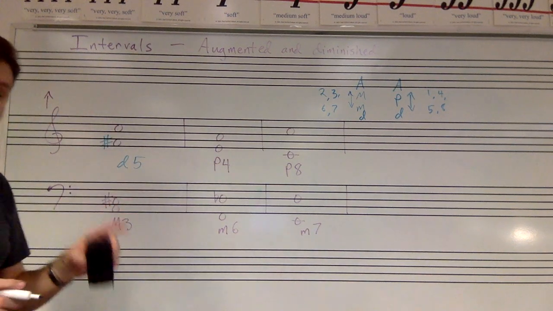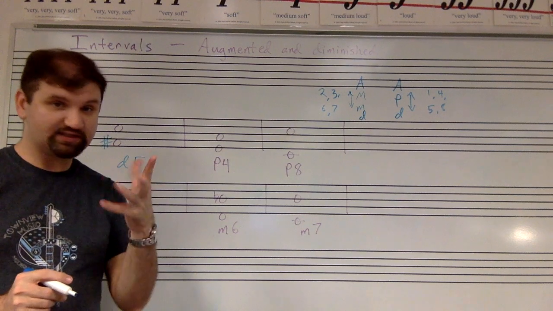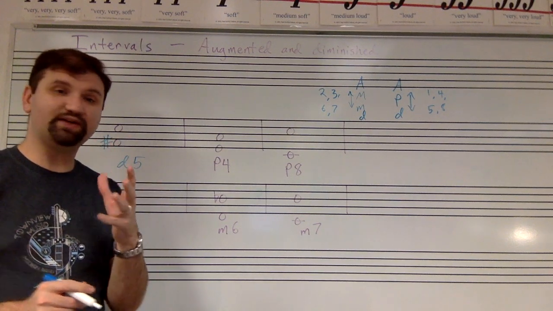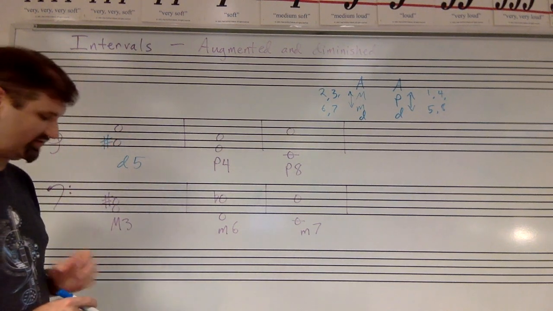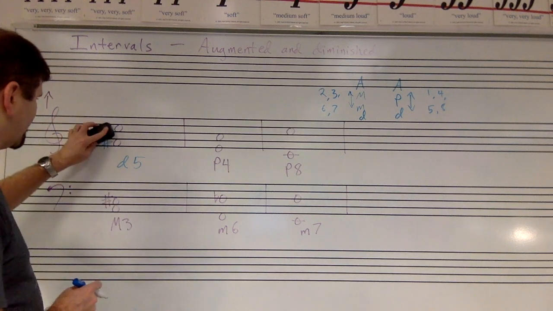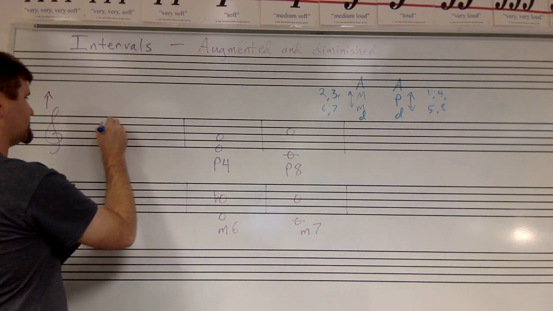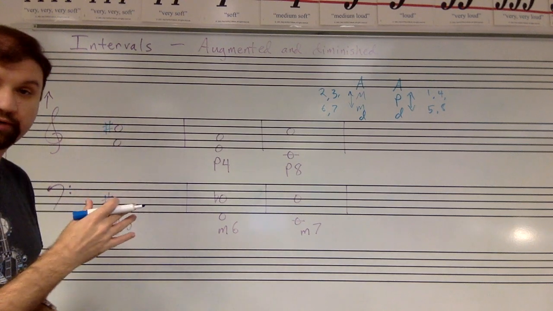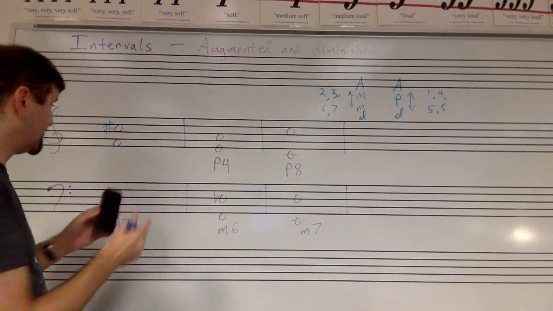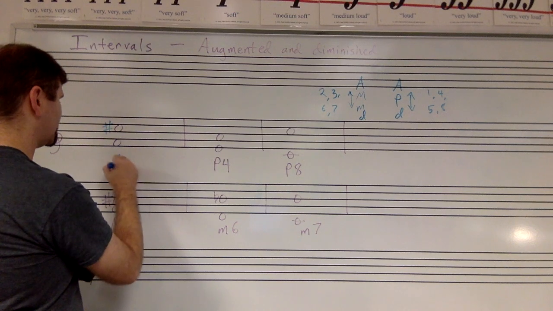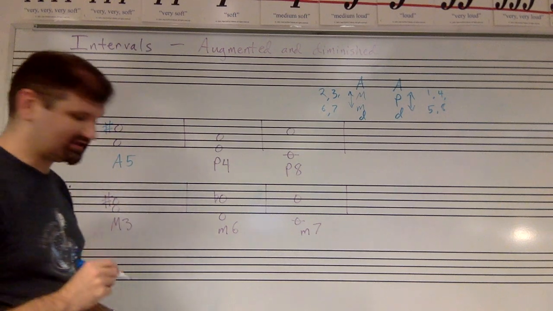Notice that because we're still talking F to C, it's still 5 letters apart, so it's still a fifth, it's just a smaller version of the fifth. If, instead of decreasing it, I raise the top note, or I could have lowered the bottom note, made it larger, now I have something bigger than a perfect fifth, I have an augmented fifth.